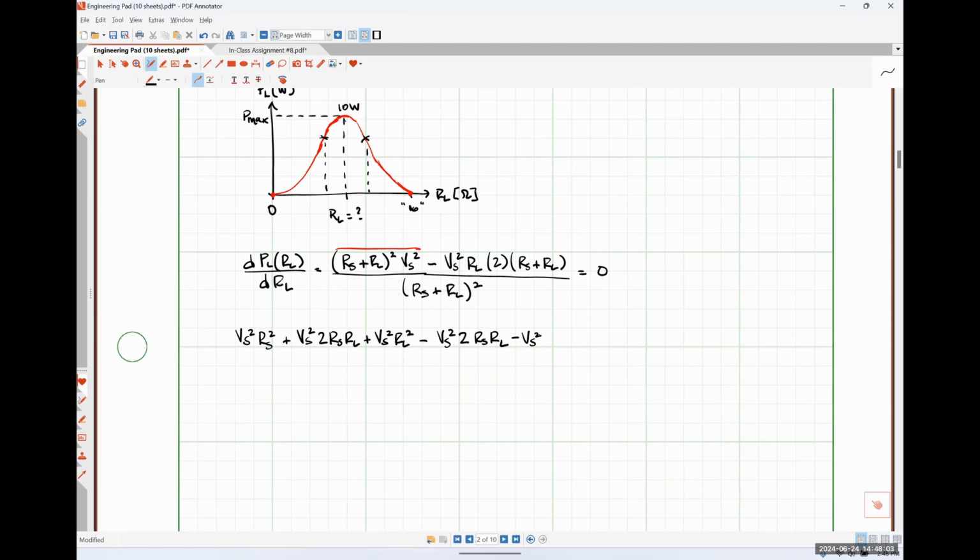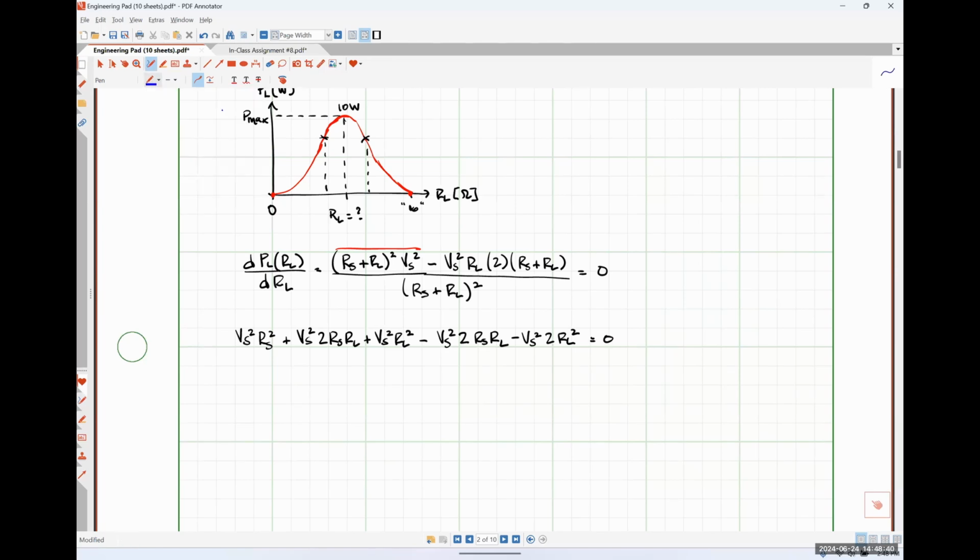And then I'm going to have minus Vs squared times 2 times RL squared, I believe. Let me just double check here. So I should have a common factor of twice Vs squared times RL. So twice Vs squared times RL times Rs, twice Vs squared times RL times RL. Okay, so that seems legit. Set this equal to 0.